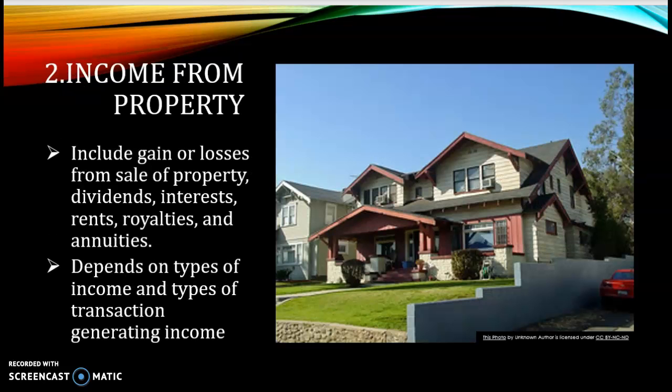Second, income from property. This includes gains and losses from the sale of property, dividends, interest, rents, and royalties. It depends on the types of income and the types of transactions generating the income.